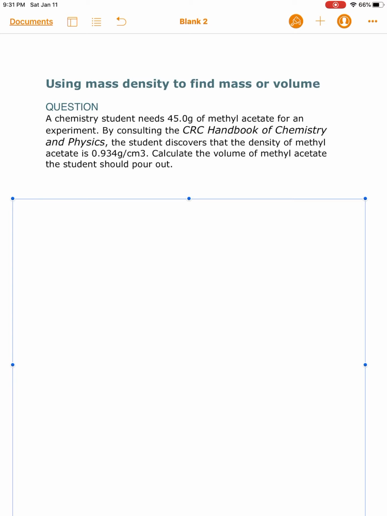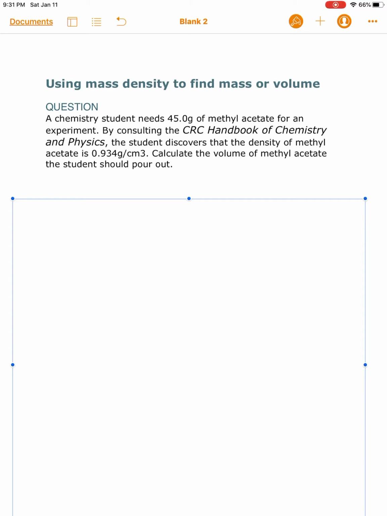By consulting the CRC Handbook of Chemistry and Physics, the student discovers that the density of methyl acetate is 0.934 grams divided by centimeters cubed. Generally, we would phrase that as 0.934 grams per centimeter cubed. Calculate the volume of methyl acetate that the student should pour out.